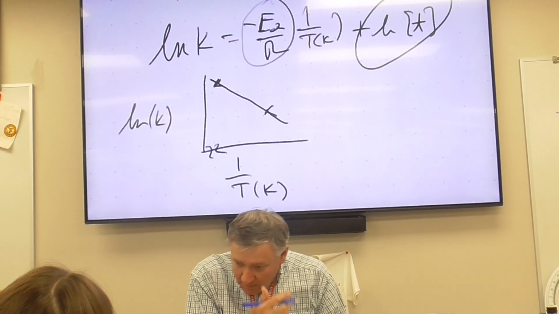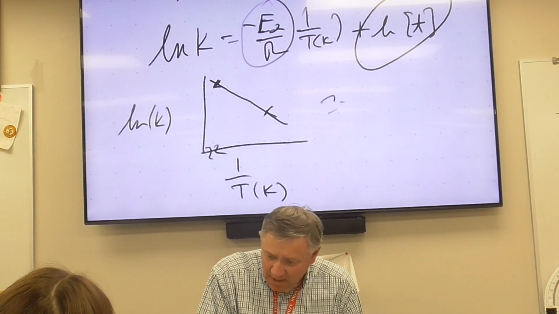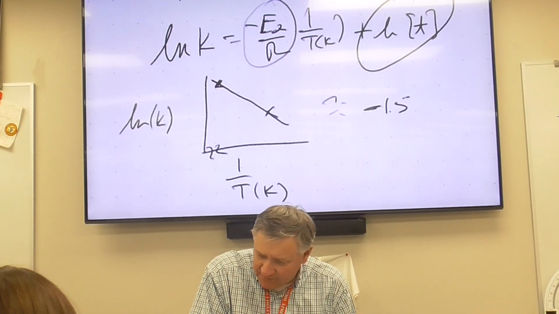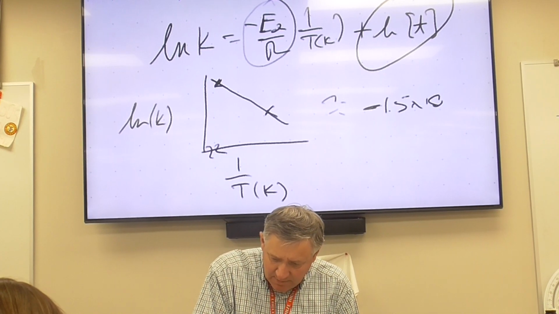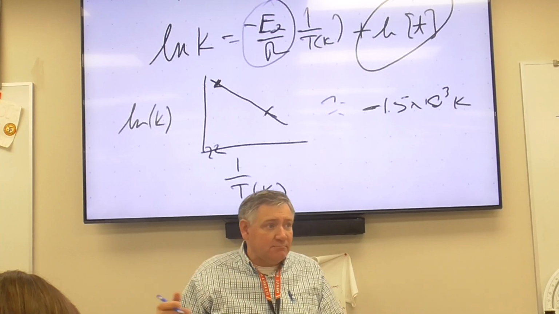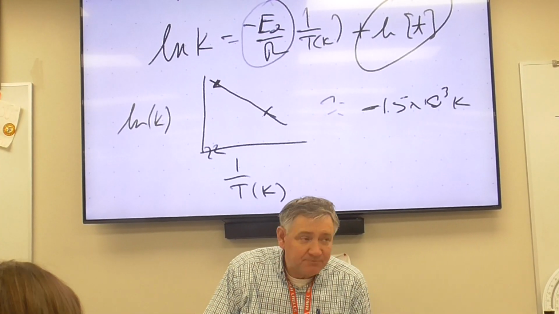So when I did the slope, mine worked out to be around negative 1.5 times 10 to the third Kelvin, okay? Mine worked out to be around that point. That's kind of what I had as my slope.